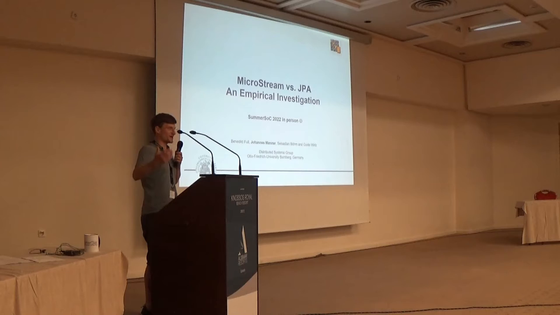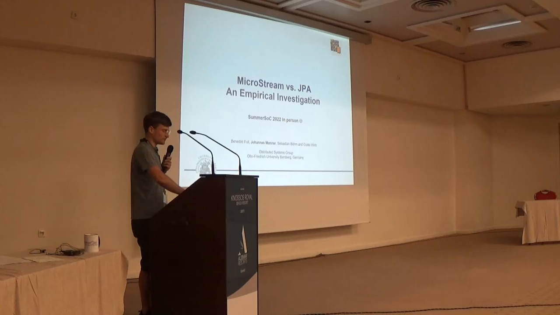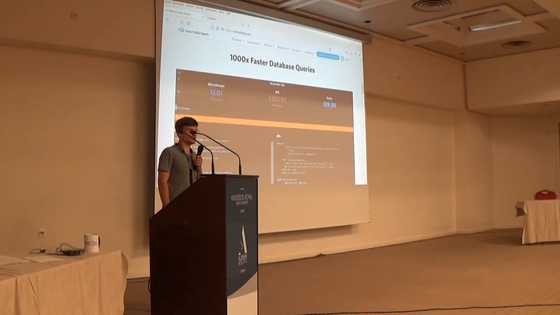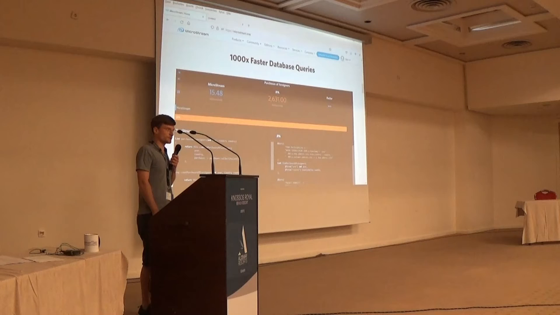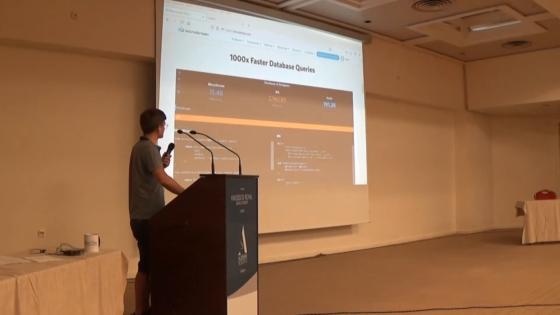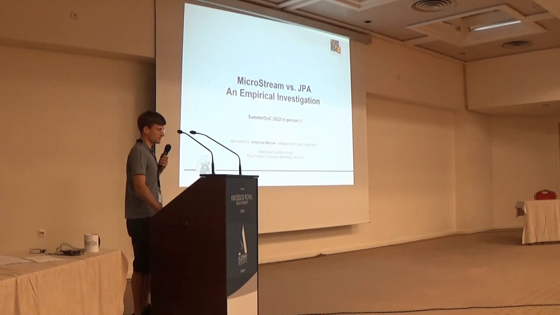I want to start with a bold claim of the tool we have looked at. MicroStream is an in-memory storage engine, and the bold claim is that they can achieve 1,000 times faster database queries compared to JPA. That's a claim from industry, and we thought, why not tackle this and write a paper out of this master thesis.